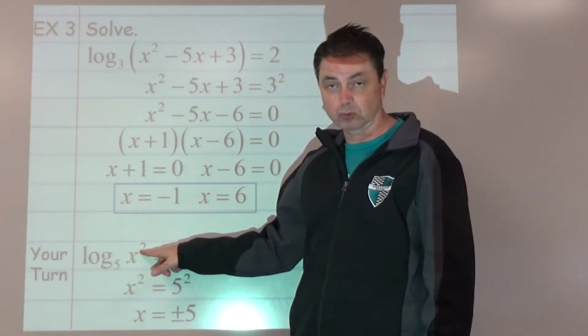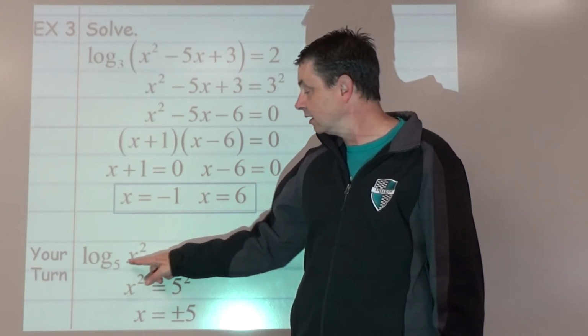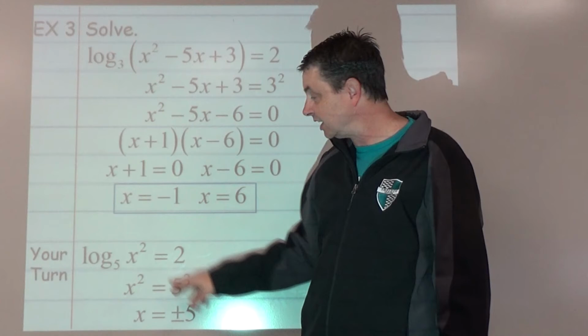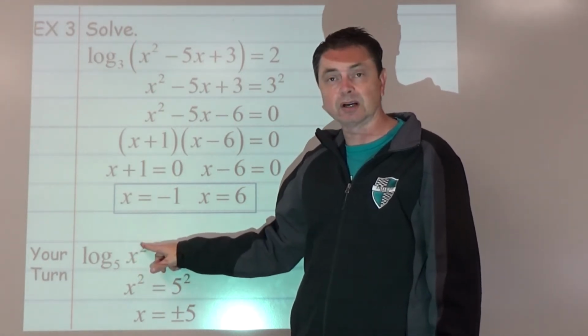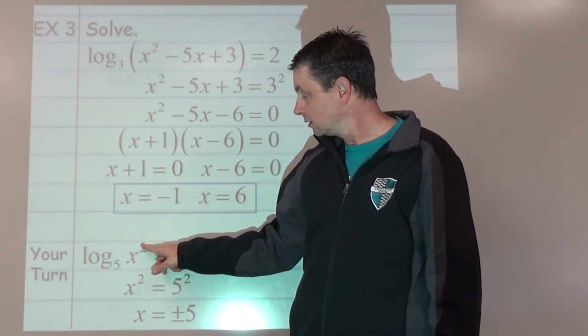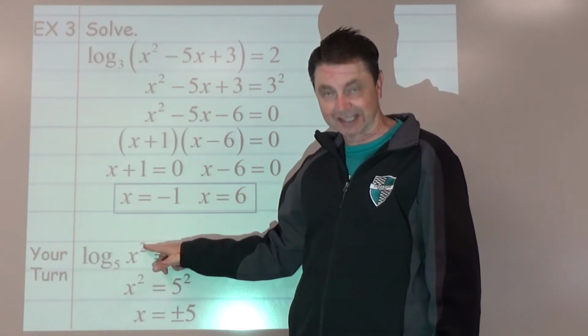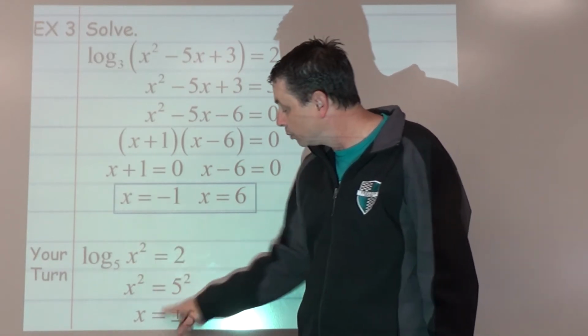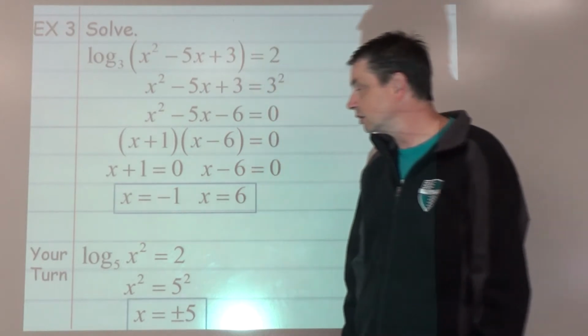Log base 5, it's a positive number, so we're okay there. 5 to what power is 25? That one's 2. If we try negative 5, first thing it says to do is square it. You get 25. So log base 5 of 25, that's doable because you can take the log of a positive 25. So both, again, are solutions.